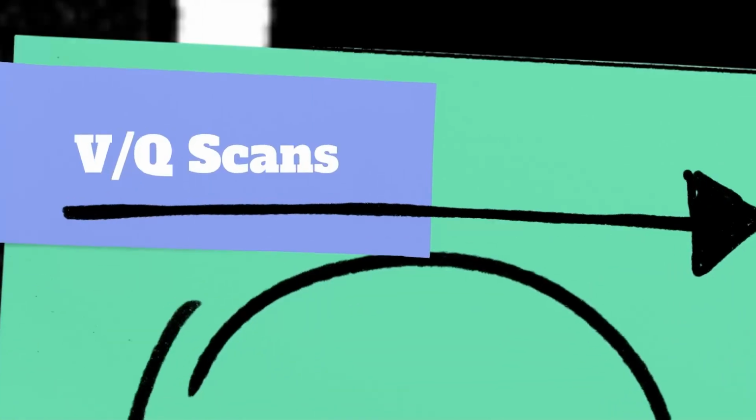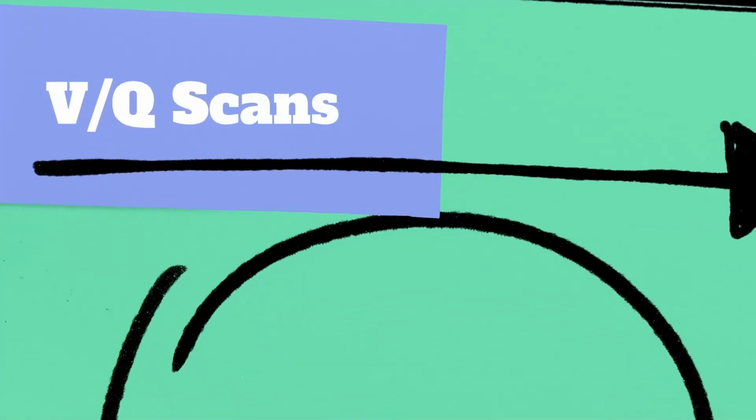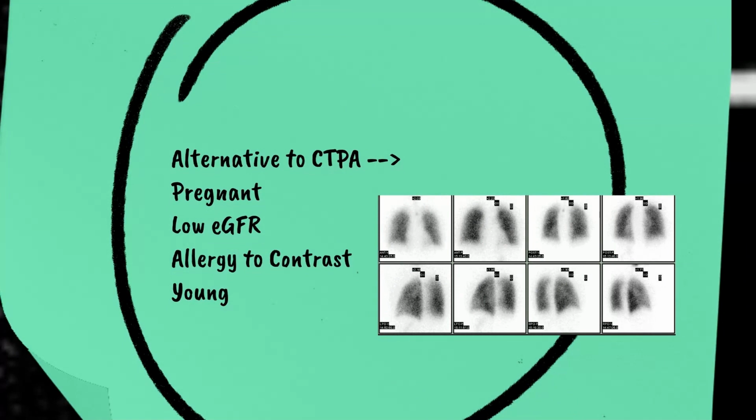VQ scans are an alternative to CTPA, particularly for patients with a contraindication to CTPA, such as contrast allergies, impaired renal function, or young patients. VQ scans are, however, difficult to interpret in the context of an underlying lung or cardiac disease, so CTPA is still the preferred option, especially in older, more comorbid patients with multi-system disease.